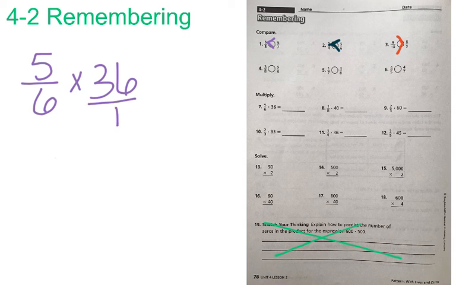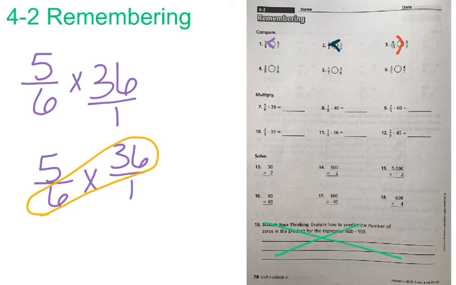In order to do that, we write it over 1. So now what we have is 5/6 times 36 over 1. Now this is a case where we definitely want to cross simplify, because I know 6 is a factor of 36. 6 can go into 36 6 times. 6 times 6 is 36. And 6 can go into 6 one time. 6 times 1 is 6.